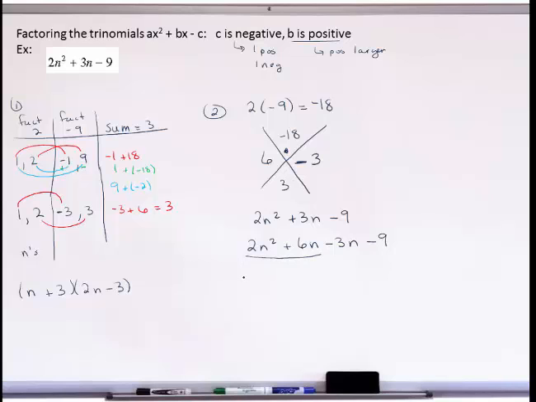From the first set, I can pull out a 2 and an n, and I'm left with n plus 3. From the next set, I can pull out a negative 3, and I'm left with n plus 3. And I get 2n minus 3 times n plus 3.